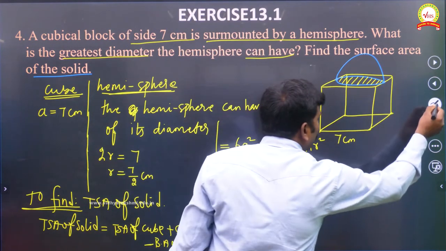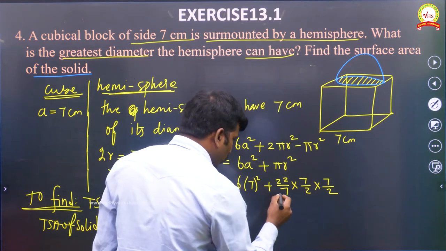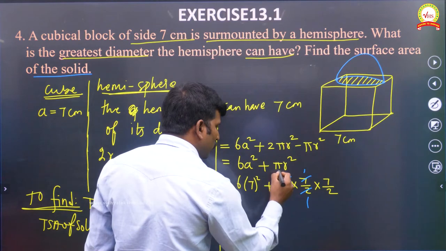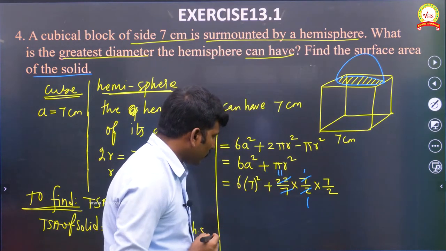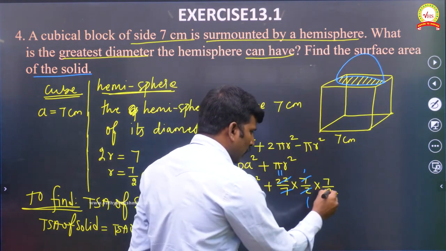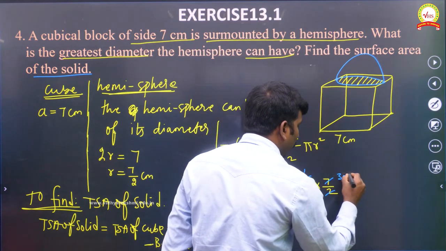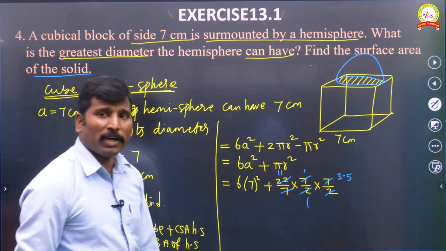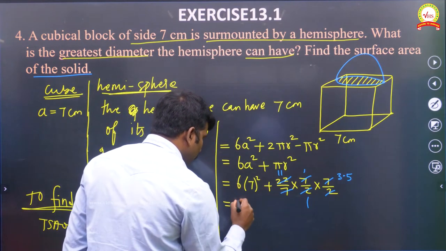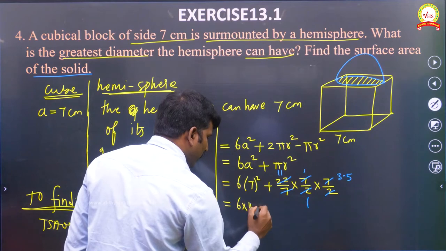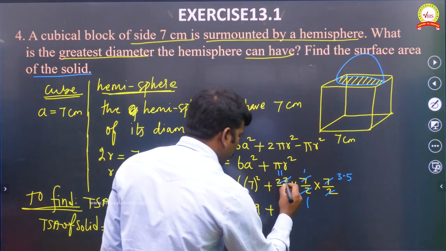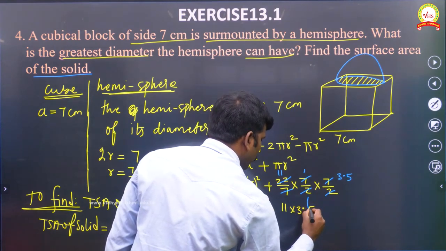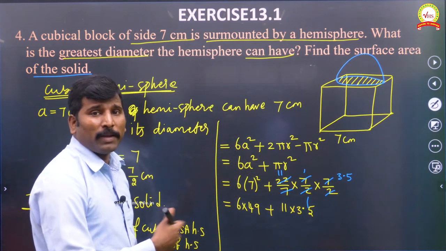Now what is the possible cancellation? See, one 7 is cancelled, and here 11 times 2s are there, then nothing else can be cancelled. So this will be written as 3.5, since 7 by 2 is 3.5. Now 6 into 7 squared, value 49, plus what we have remaining, 11 into 3.5. Now multiply and add it, that's it.